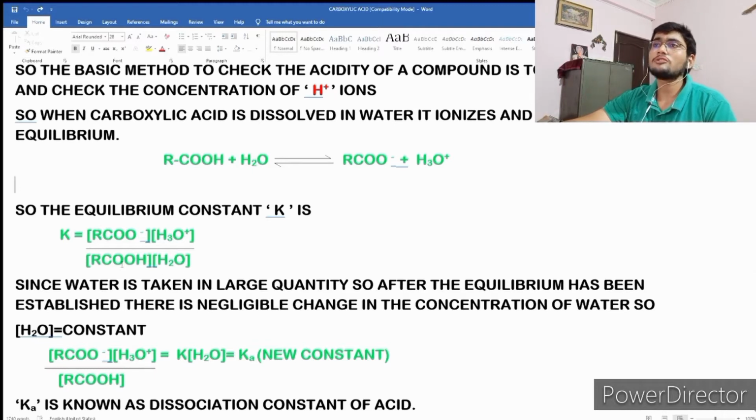Okay, but there is one thing to be kept in mind, that we have taken water in excess. Because we have taken water in excess, when equilibrium has been established, there is not much change in the concentration of water. So that means the concentration of water can be treated as a constant. So here is already one constant, which is known as the equilibrium constant, and here is another constant. So we will combine the two and form a new constant, which is known as Ka, the dissociation constant for an acid.